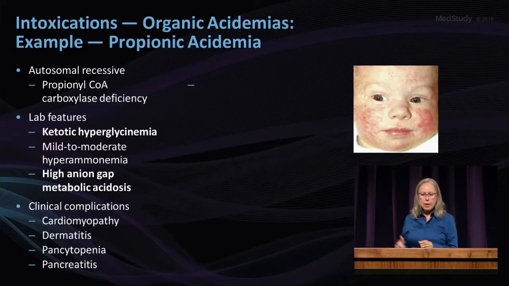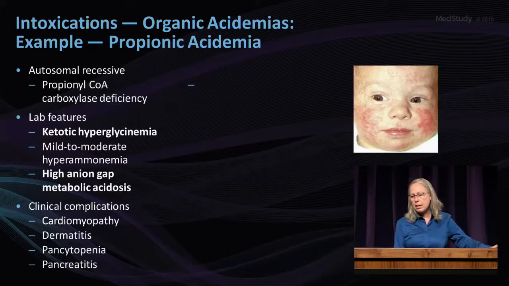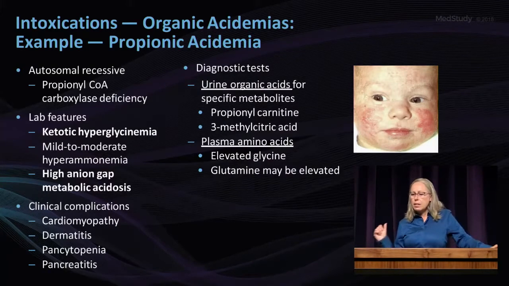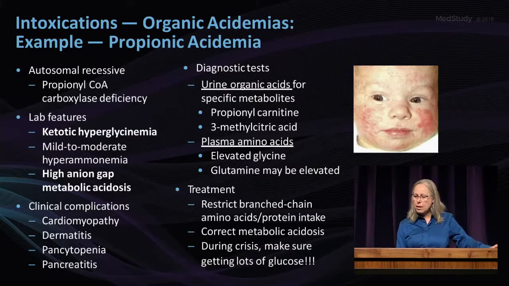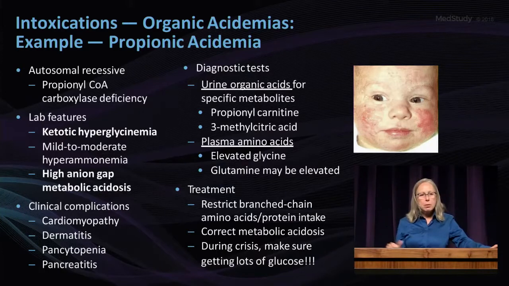Propionic can also give you cardiomyopathy, a dermatitis, pancytopenia, and pancreatitis. Urine organic acids will give you the specific metabolites like propionyl carnitine and 3-methylcitric acid, and elevated glycine on your amino acids, and the glutamine may be elevated as well. We want to restrict the branched chain amino acids and protein intake, correct the metabolic acidosis, and during crisis, give lots and lots of sugar. And don't stop.